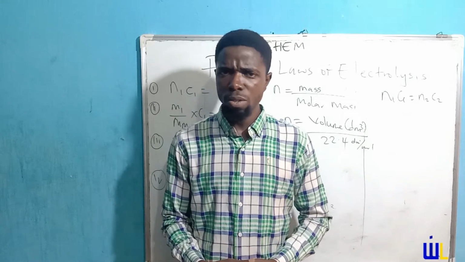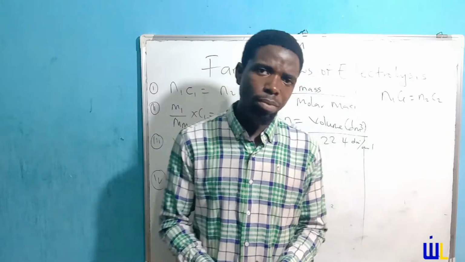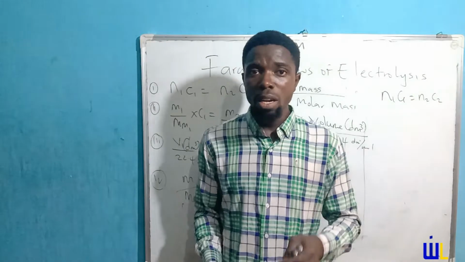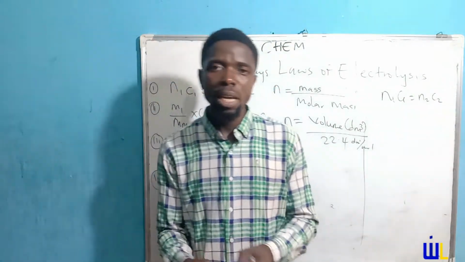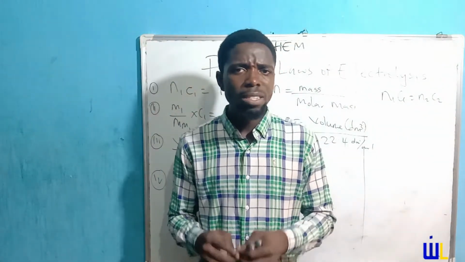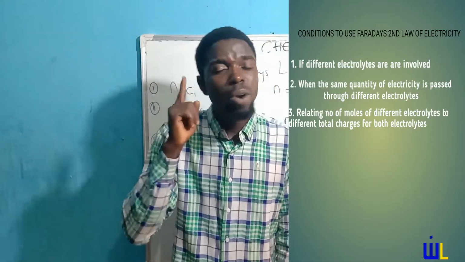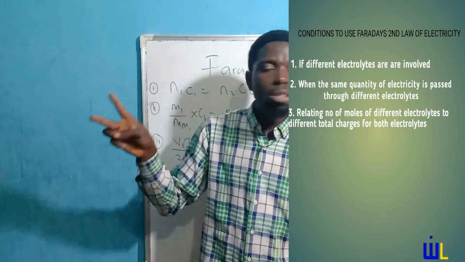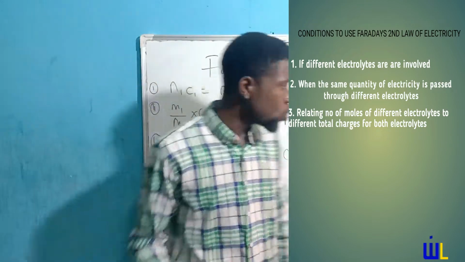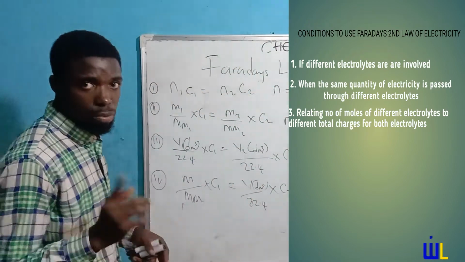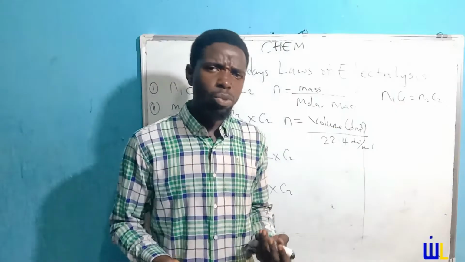Now, let's look at this question. Now, this is quite simple to understand. Very easy, because I said something. Now, whenever you have a question and you're expected to use Faraday's second law formulas, the first thing you need to note is that the same quantity of electricity has to be passed. And secondly, you must be dealing with two different substances for you to use any of these formulas in Faraday's second law. And that's quite simple to understand.